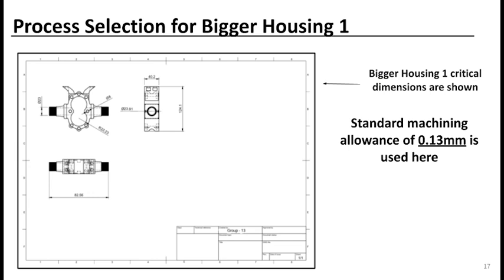The main function of the housing is to house the gears while also preventing the fluid from leaking. Here you can see the drawing of the bigger housing one with the critical dimensions. The standard tolerance is taken as plus or minus 0.13 millimeters based on the current industry standards. The most critical dimensions are the inner big circular cuts for housing the gear as well as the holes for the fluid inlet outlet housing.